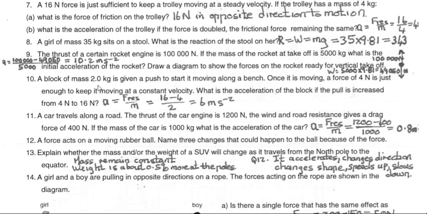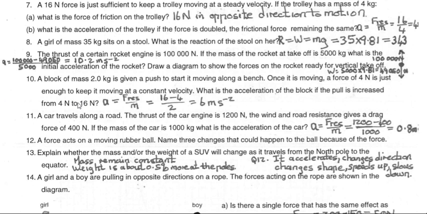Question 10. A block of mass 2.0 kg is given a push to start it moving along a bench. Once it's moving, a force of 4 newtons is just enough to keep it moving at a constant velocity. So therefore, the resultant force is 0 because it's a constant velocity. Whenever you see that, it means that the resultant force is 0. What is the acceleration of the block if the pull is increased from 4 newtons to 16 newtons?